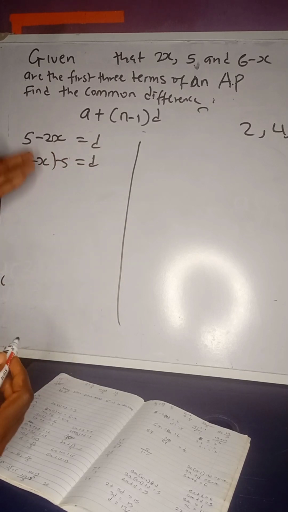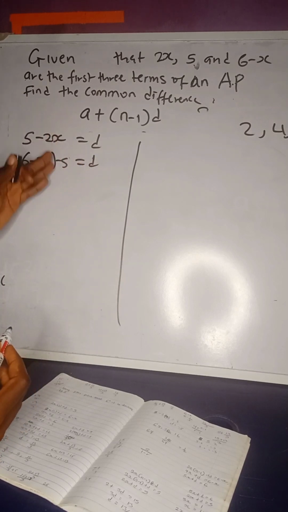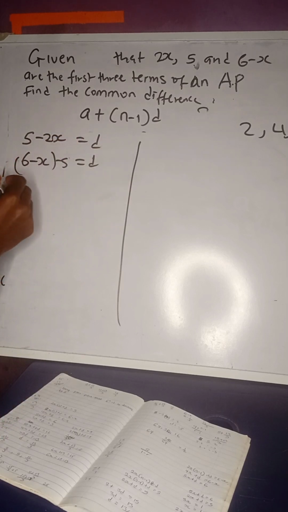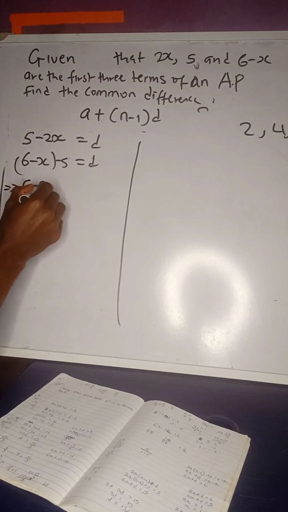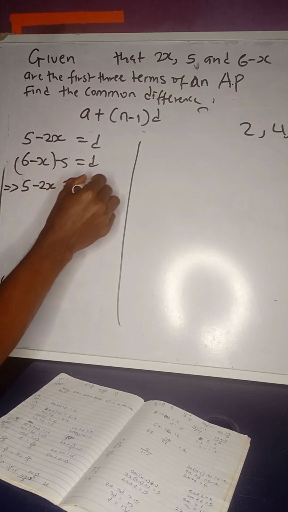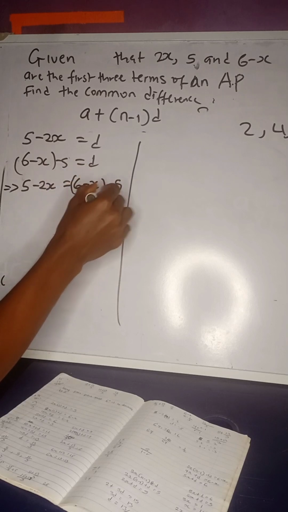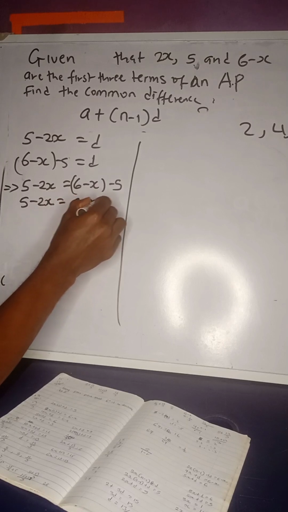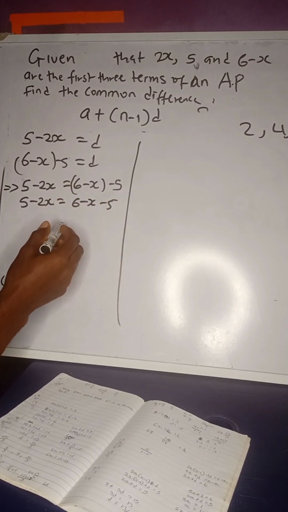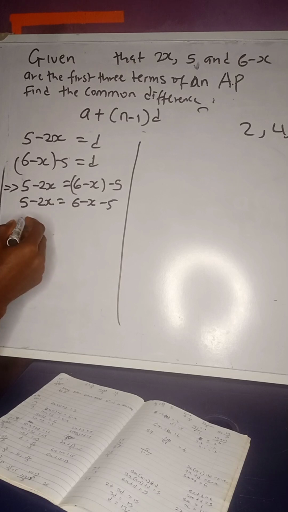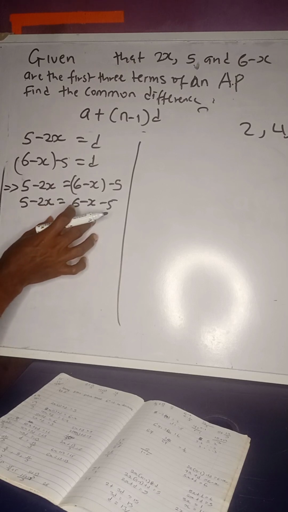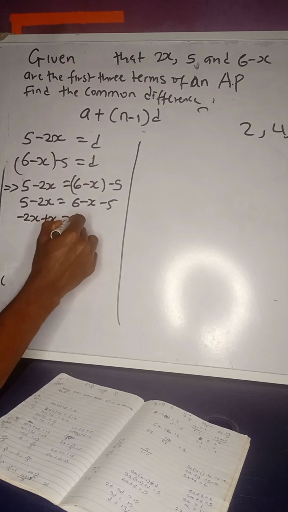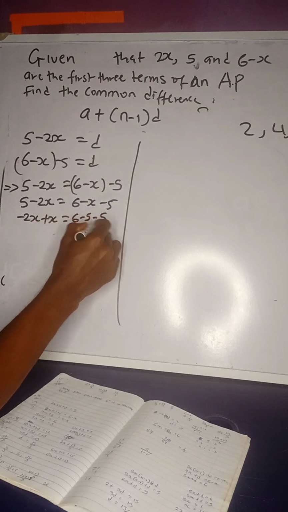The common difference. So here, since this gives us the common difference and this gives us the common difference, this is equal to d and this is equal to d. So we can say that 5 minus 2x is equal to 6 minus x, minus 5. So from here we have 5 minus 2x is equal to 6 minus x minus 5. If you collect like terms, let's put x at this side. We have minus 2x plus x is equal to 6 minus 5 minus 5.